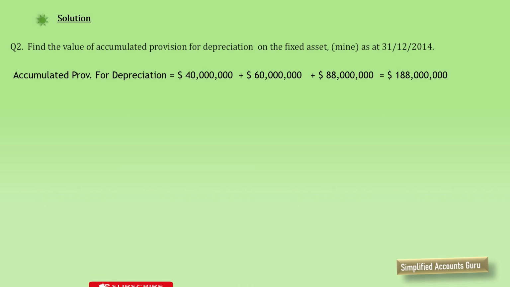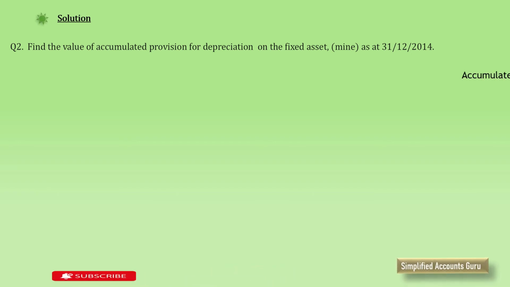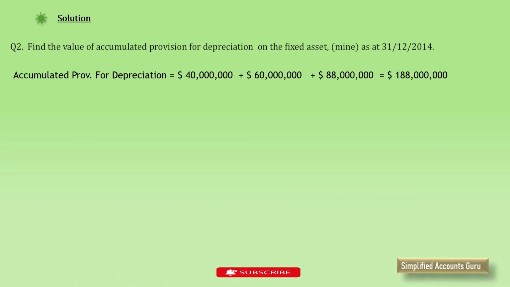So the first instance was the depreciation expense as at the end of 31st December 2012. The second one was the depreciation expense as at the end of 31st December 2013. Then the third one was the depreciation expense as at the end of 31st December 2014, which we got as $88 million. So if you sum up the three, you will get $188 million. So that becomes the accumulated depreciation.